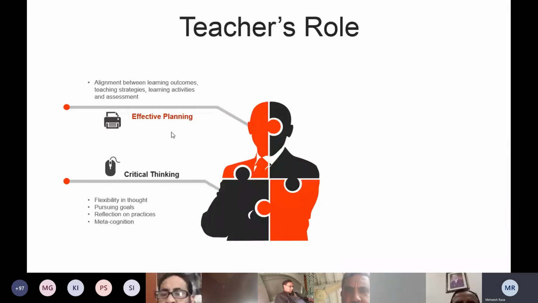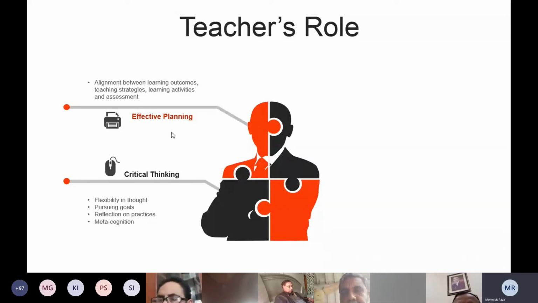You should practice critical thinking. When you practice critical thinking in your thought, in pursuing your goals, in reflecting on your practices, and in engaging in the process of metacognition, you think about what you're thinking.